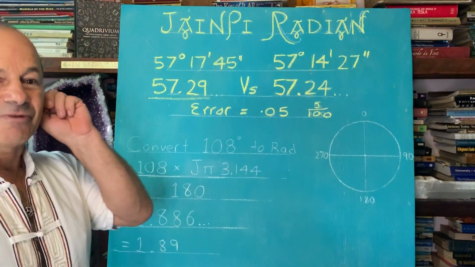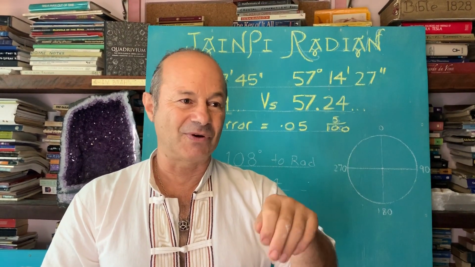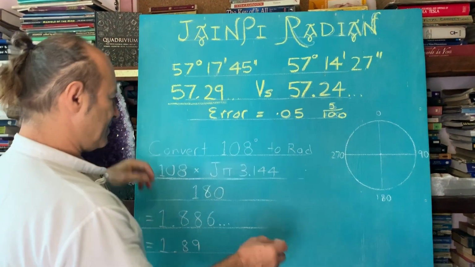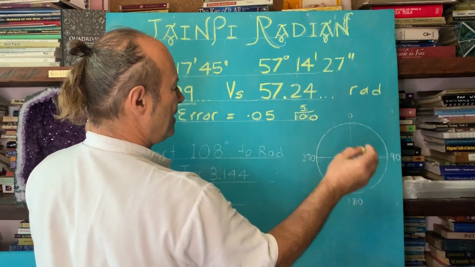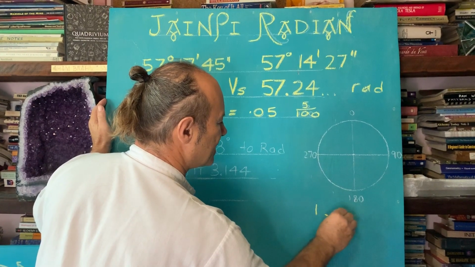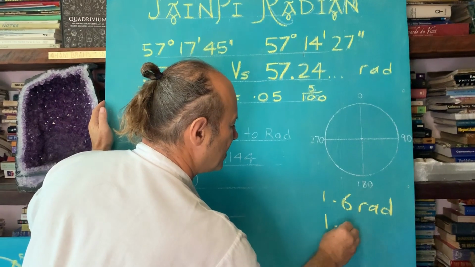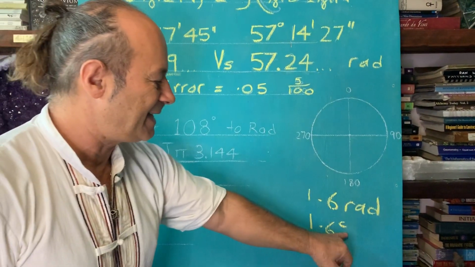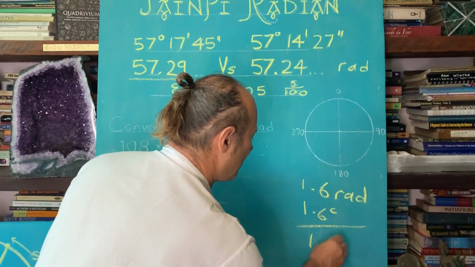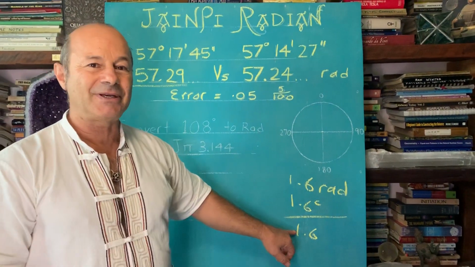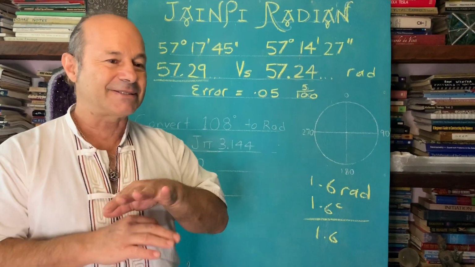So the radian was first discovered by Roger Cotes in 1714, and he called it rad. So you might have something like 1.6 rad, right? But then they changed it to a symbol like a small c, 1.6 c. So what they did is they took all this away and just said it's 1.6. It's a dimensionless ratio. Radians is so natural. It's a pure number that doesn't need any symbol.